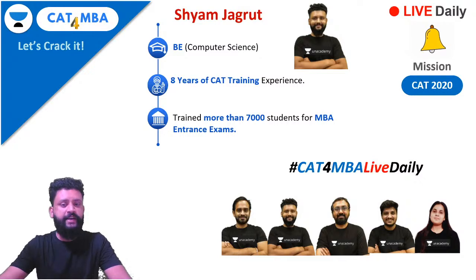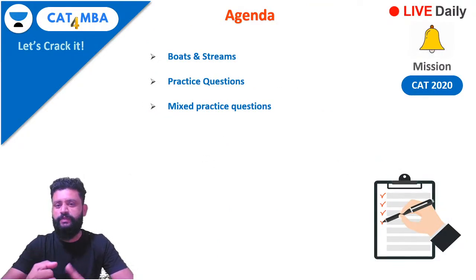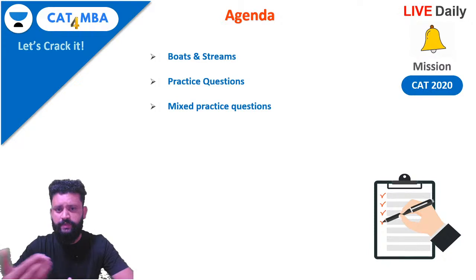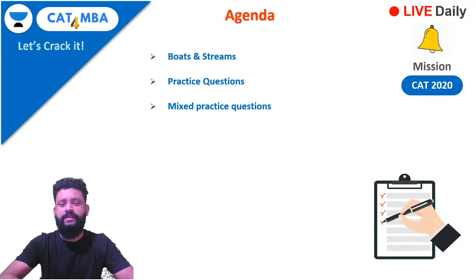So the agenda for today's session, guys, we are going to understand the basics of boats and stream. So we'll be just solving 4 to 5 questions from boats and stream, which will be of easy to moderate level of difficulty. After that, we'll be practicing mixed questions of time speed distance. It may be of relative speed, average speed, जो भी concept हमने last part 1 and part 2 में जितने भी हमने सब concepts किए हैं, so depending on all those concepts we'll be practicing few more questions.